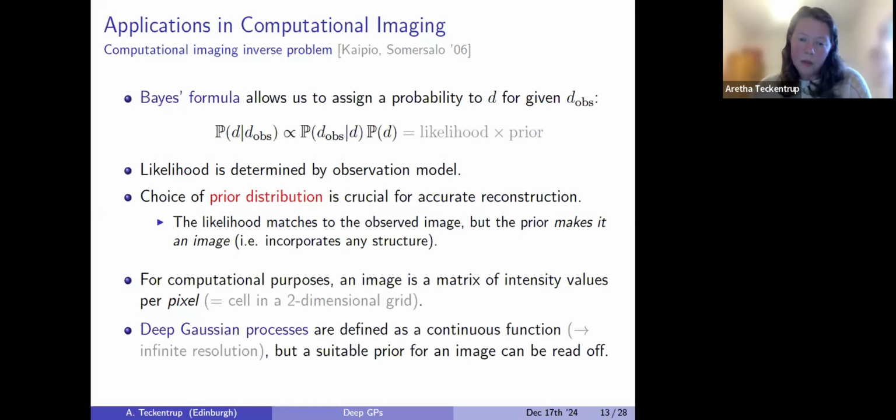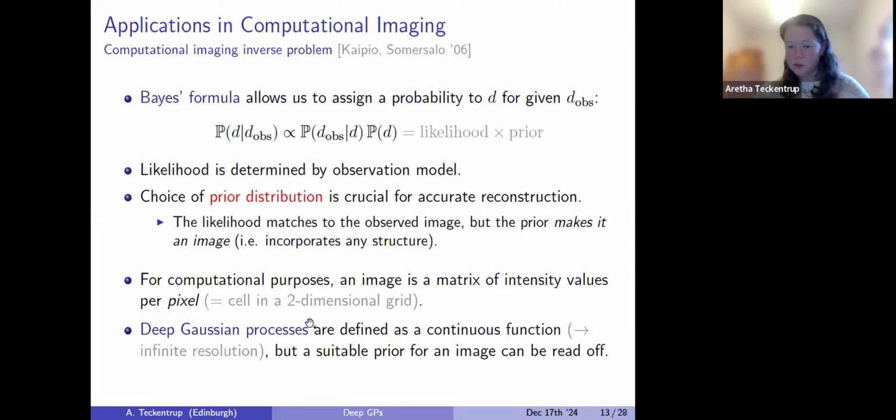For computational purposes, the image is just a matrix of intensity values or several matrices, depending on how many color channels you have. But if you just think of a grayscale image, it's just a matrix of intensity values per pixel. So it's really just a two-dimensional grid, and then the pixel is just one cell in the two-dimensional grid. So you can just think of it as a matrix.